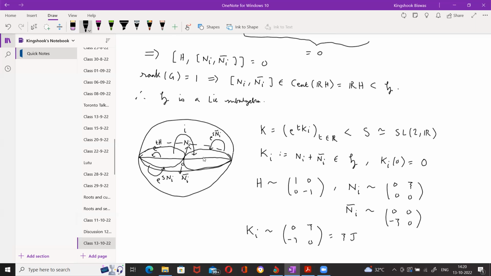When I take the exponential of H, I'll get the diagonal matrices, e to the t, 0, 0, e to the minus t. When I take the exponentials of the N_i's, I'll get the unipotent matrices (1, s xi, 0, 1). And here I'll get (1, 0, minus s xi, 1), and so on. Is this clear? Okay. So this is the picture.